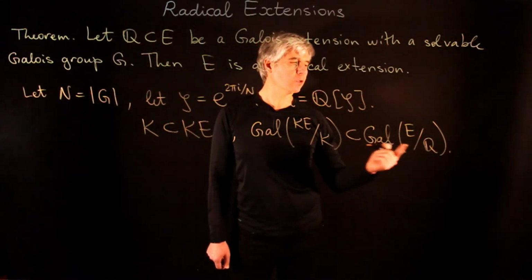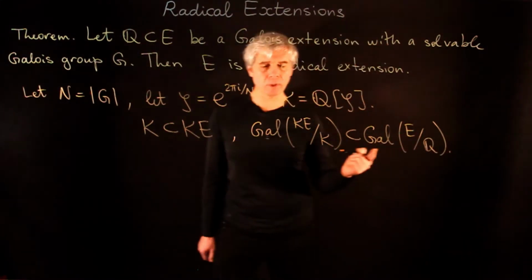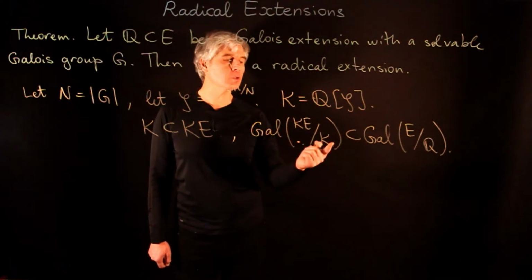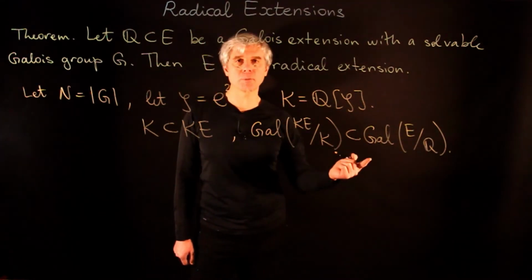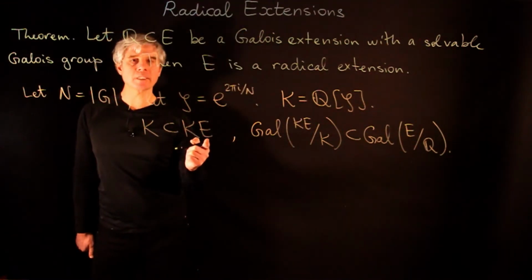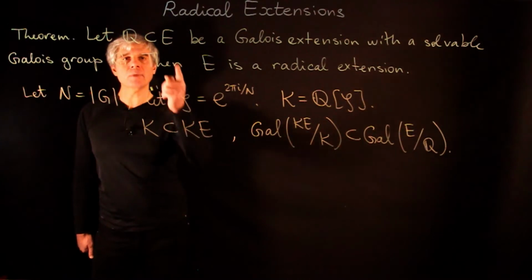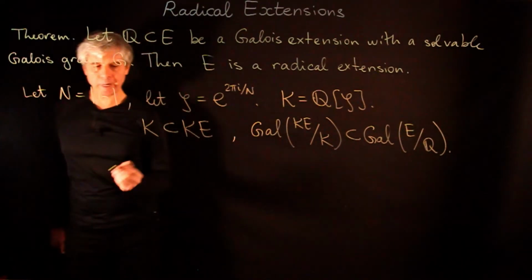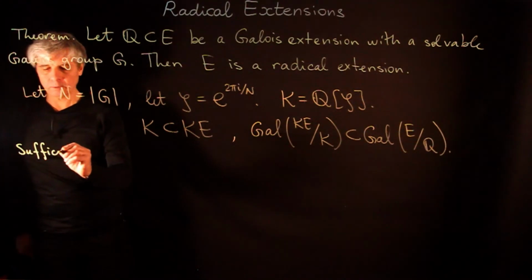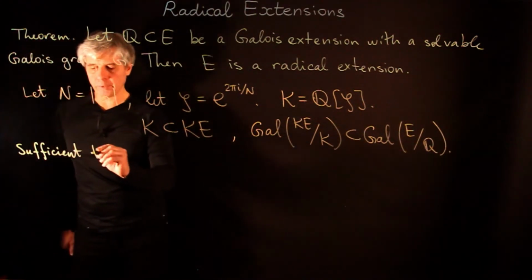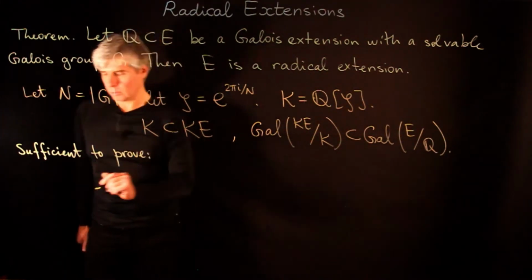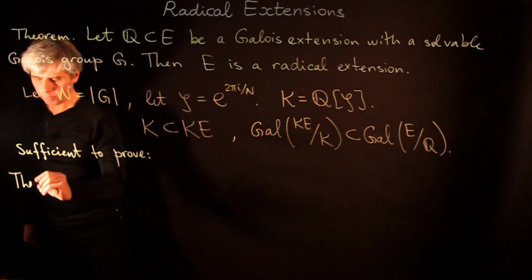Since we know that the Galois group of E over Q is solvable, we get that the Galois group of KE over K is also solvable because a subgroup in a solvable group is solvable. If we can prove that KE is a radical extension, then we immediately obtain that E is also radical. So for us, it will be sufficient to prove the following version of the original theorem. So let's call it theorem prime.